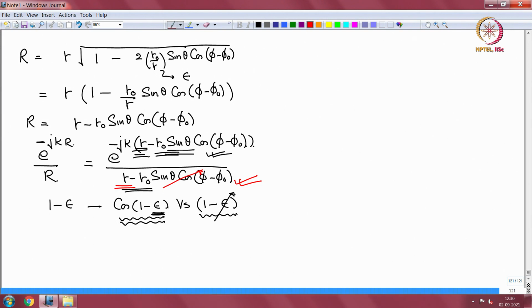Okay, so what will this look like? It looks like e to the power of minus j k r into e to the power of j k r0 sin theta cos of phi minus phi 0.